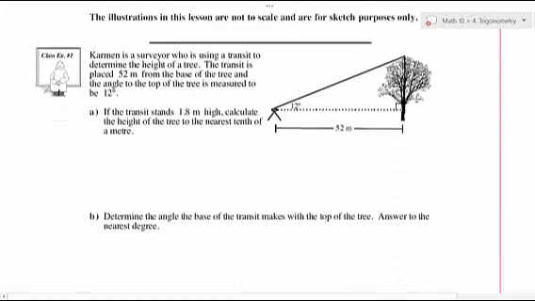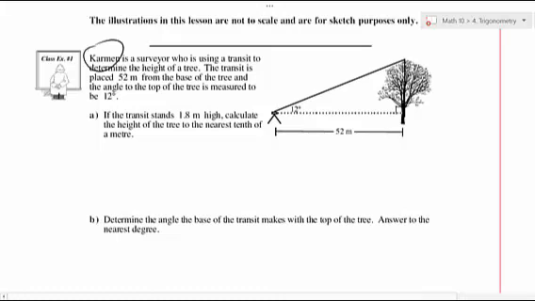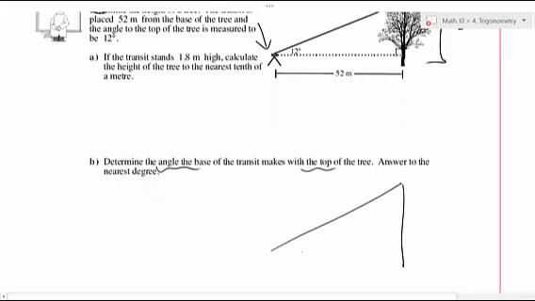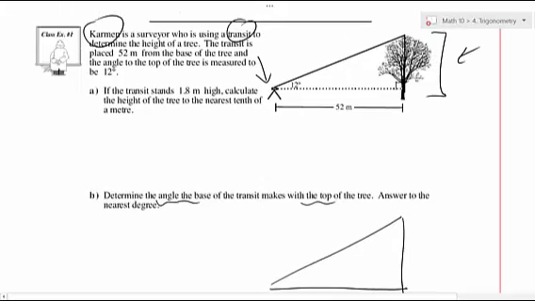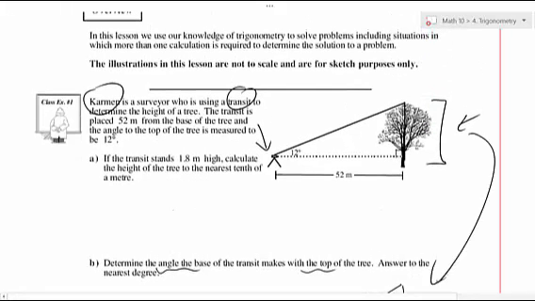So here we have class exercise 1. Take a look at Carmen. Carmen is using a transit. It's this thing right here, and it determines angles. And so Carmen is trying to figure out the height of the tree to the nearest tenth of a meter. All right, so go ahead and figure that out. Plus, you're going to have to use that height of the tree right here to answer the angle that the base of the transit makes with the top of the tree. You're going to have to draw another right angle triangle.